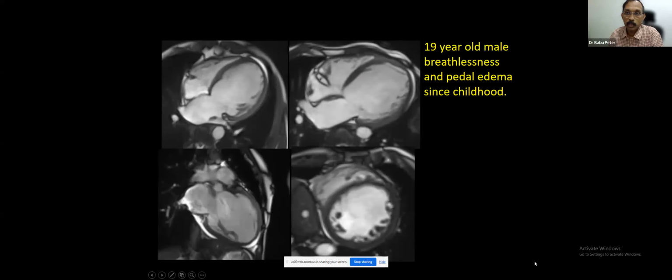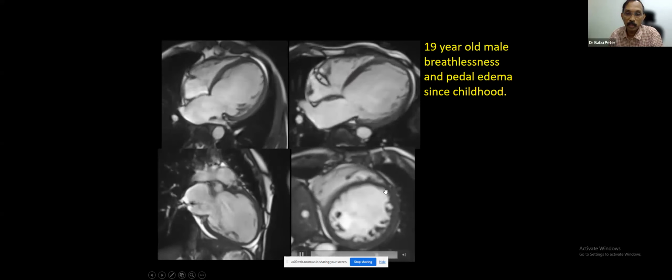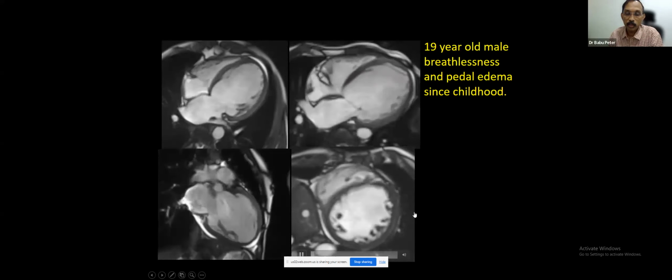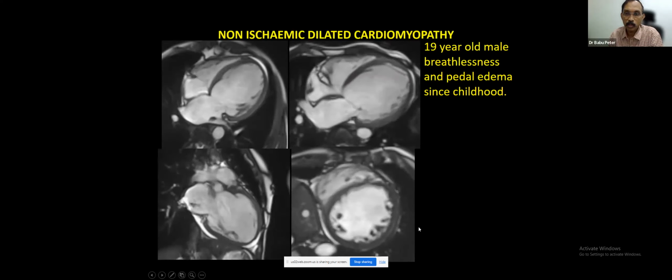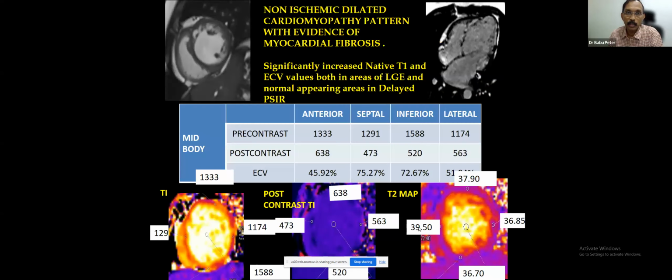So this was a 19-year-old male presented with breathlessness and pedal edema since childhood. So you can see the dilated left ventricle with the global hypokinesia, and this is a case of a dilated cardiomyopathy. It was non-ischemic dilated cardiomyopathy, and the late gadolinium enhancement was also done, which showed a patchy mid-myocardial septal enhancement. And in the T1 relaxation values, the pre-contrast values were relatively mildly increased, and you can see that the extracellular volume fraction was significantly increased in this patient, which reflects a diffuse fibrosis.